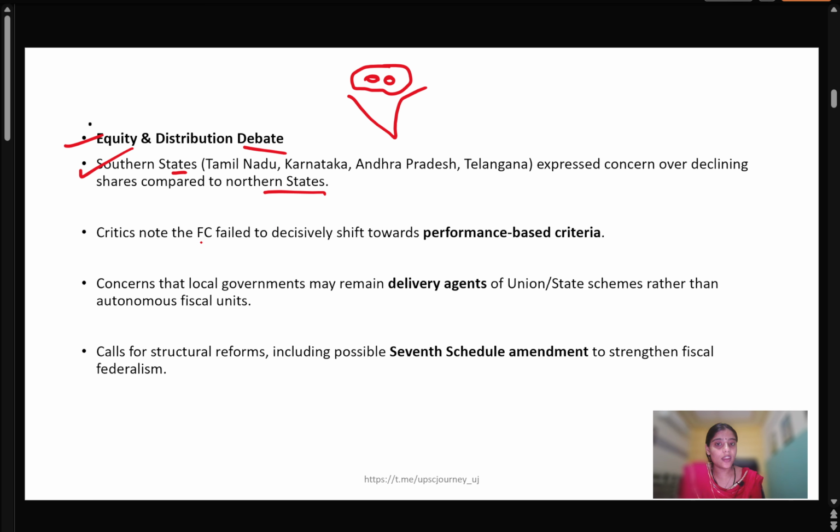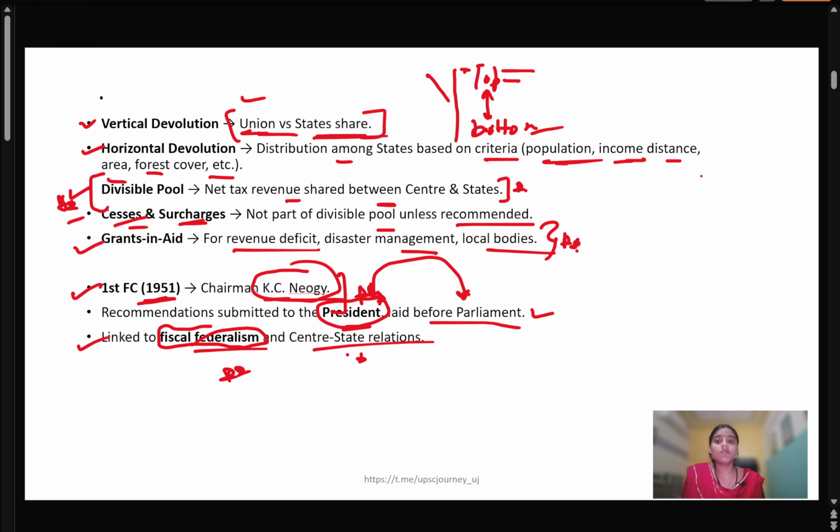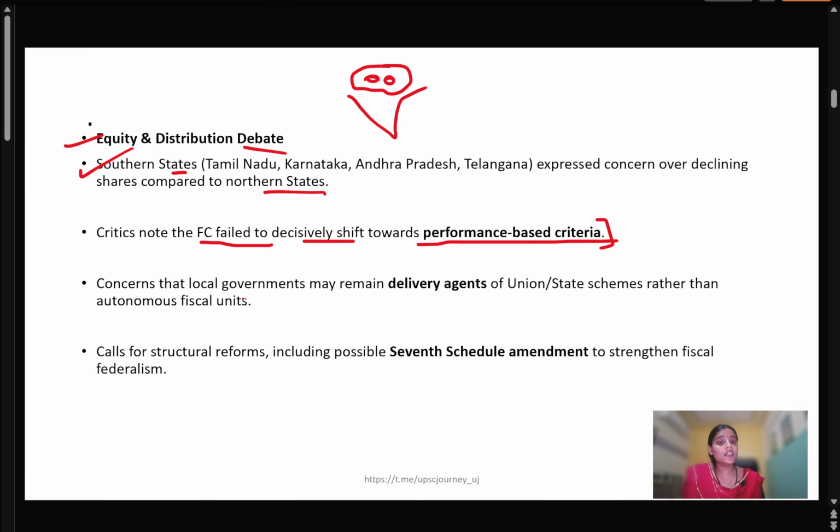Critics note that the Finance Commission failed to decisively shift toward performance-based criteria. Means they are just allocating this share on the basis of population, income, distance, area, forest cover, etc. But they failed to shift toward performance-based criteria, meaning the share should be allocated on the basis of the performance of the state rather than merely on the basis of population or area or forest cover. So they must also add this criterion, that is performance-based criteria, and after that there should be a proper allocation of revenue between center and state.